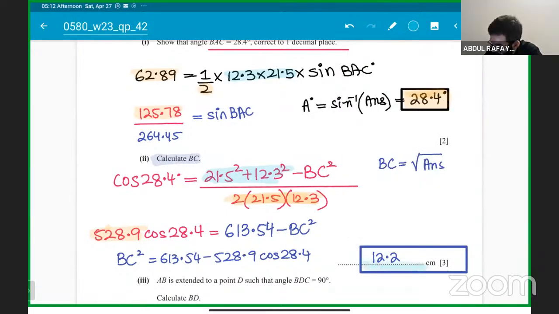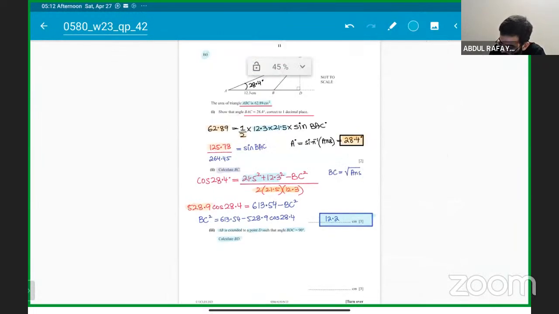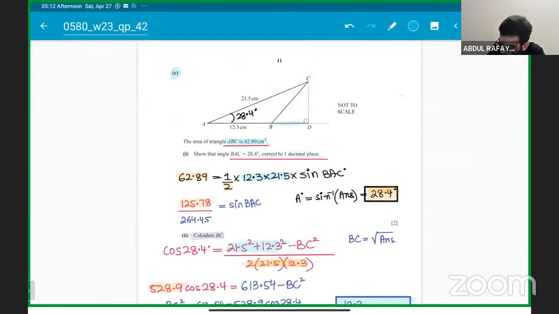We have done this, and the last part of the trigonometry question talks about AB being extended to a point D such that angle BDC is 90 degrees. We have to calculate the BD measurement now. They are extended, so it's not a problem. Just look at this whole triangle again. It will be simple understanding. We have the angle and we have the measurement, sir.